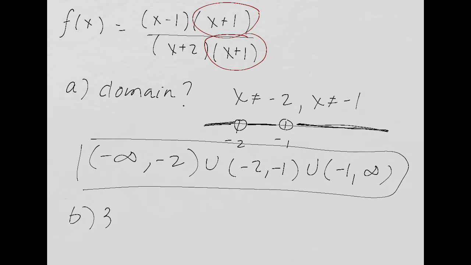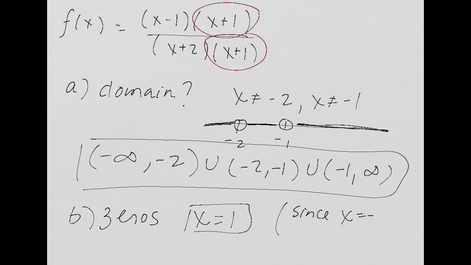Now, when we're asked about zeros, in previous examples, we've simply looked at what values make the top of the fraction, or the numerator, 0, and it's the same idea, but the one caveat is now x cannot be -1, so that is not going to contribute a 0. So the only 0 is x equals +1. And let me just put in parentheses, the reason is since x equals -1 is not in the domain. So that's really kind of the first change we've seen with functions of this form.